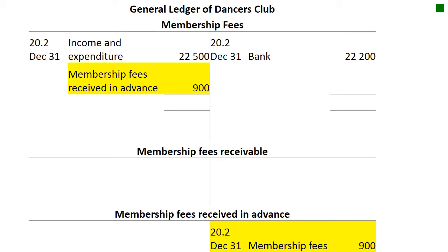So here's the debit to the membership fees account. Remember that 900 was included in our bank amount, but now we're taking the 900 Rand out of membership fees and we are crediting a liability. This will be shown with current liabilities on the statement of financial position at the end of the year because it's next year's membership fee income. So at the beginning of the next year, you'll see in section B, we're actually going to reverse that into income for next year.